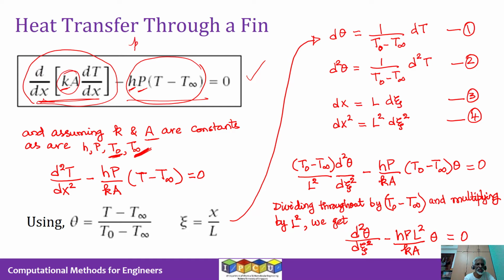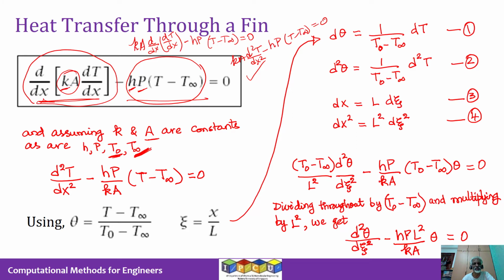Since K and A are constants, we can take them outside of this derivative, and we can write the equation as KA times d by dx of dT by dx, minus hP times (T minus T infinity), is equal to 0. And then we realize that d by dx of dT by dx is nothing but d squared T by dx squared. And you have KA d squared T by dx squared minus h times P times (T minus T infinity) is equal to 0.